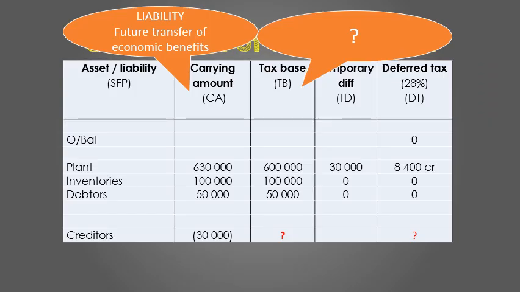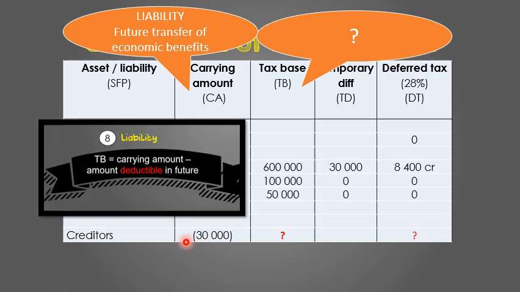So if we have creditors on our statement of financial position, we will add this to our deferred tax calculation. So add the carrying amount in our calculation. Because creditors is a liability, we'll put the amount in brackets. So the formula for calculating the tax base of a liability is the carrying amount less the amount that will be deductible in future.